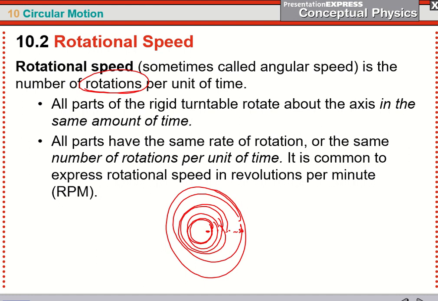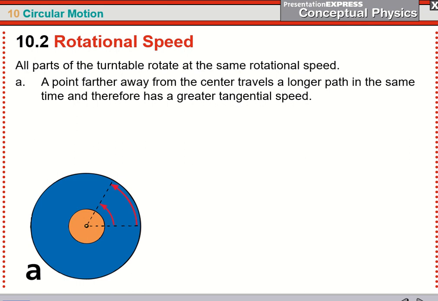So they all do 1 revolution per, if it took 1 second, 1 second. If it took 5 minutes, 1 revolution in 5 minutes. But they're all going at the same rotational speed. So all parts of the turntable rotate at the same rotational speed.